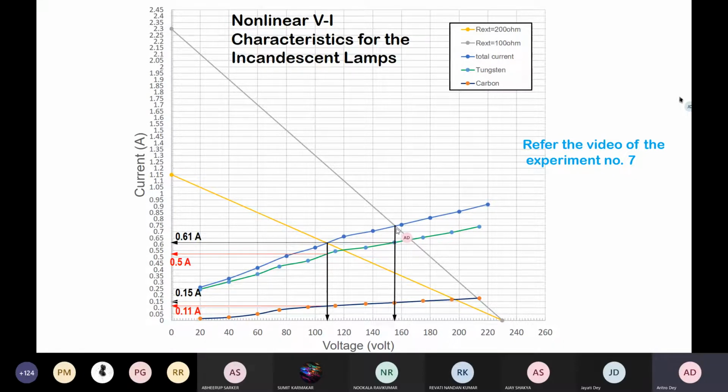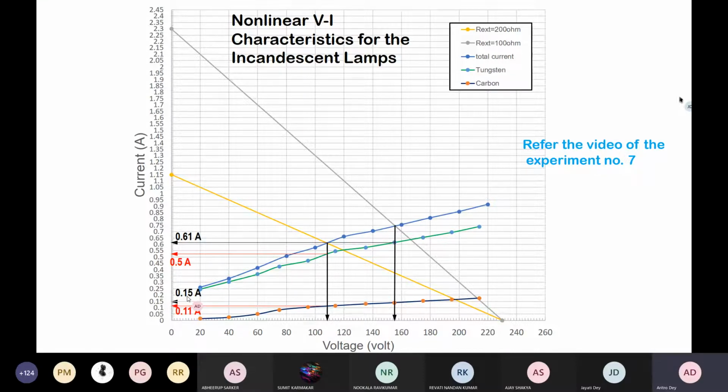And for this total current, what is your voltage? That also we need to record, which turns out to be 155. And at this 155 volt drop across the parallel path, what is the current that we can record? So here we can see that for the tungsten filament lamp at 155 volt, we have a current which is 0.61 ampere, and for the carbon filament lamp it is 0.15, right?